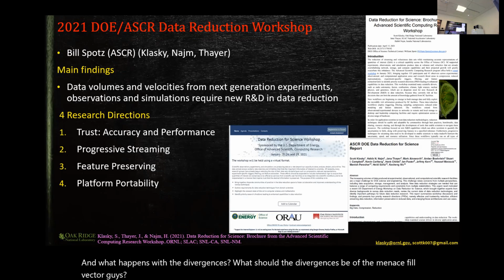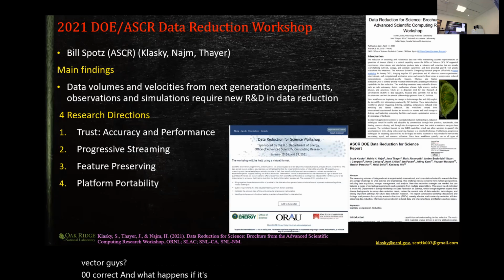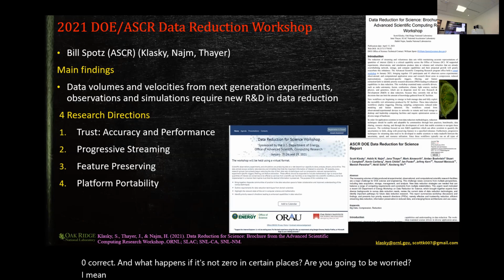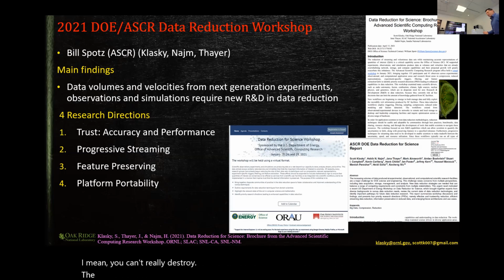Zero, correct. And what happens if it's not zero in certain places? Are you going to be worried? Yes. I mean, you can't really destroy the laws of nature because of reduction. So you have to worry about this. So there are certain things that we have to worry about.